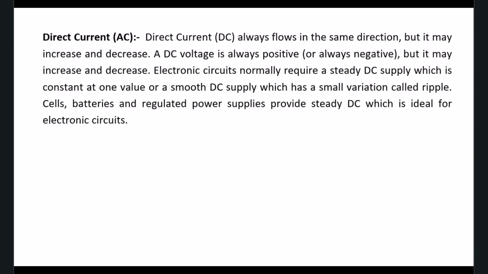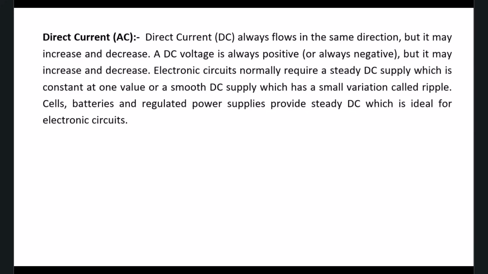Normally, when the signal is generated in its natural form, then at that particular time the signal is AC. I'm not saying that the signal can be generated in AC form only. The signal is generated through the batteries or the cells in DC form also.